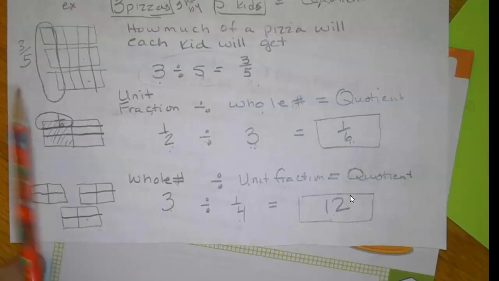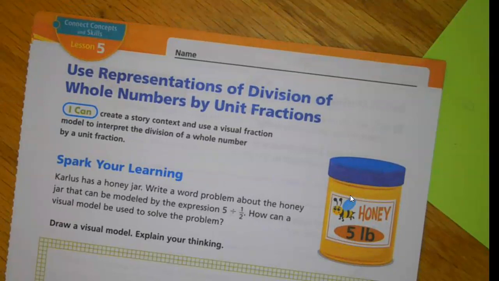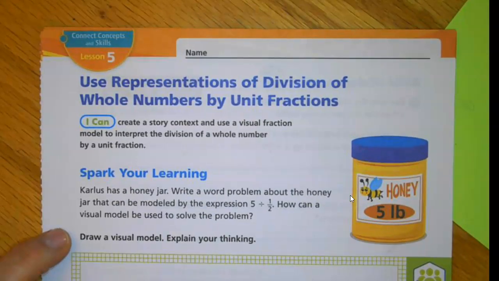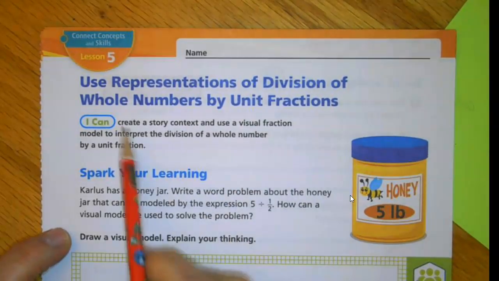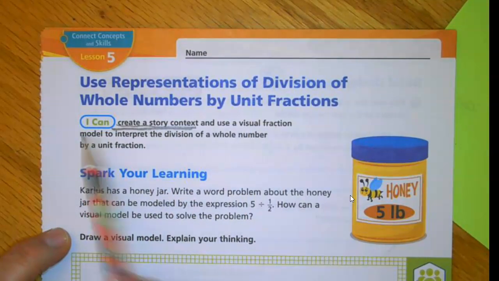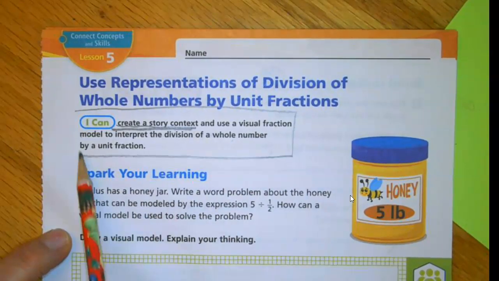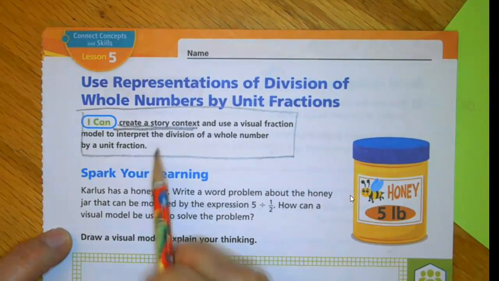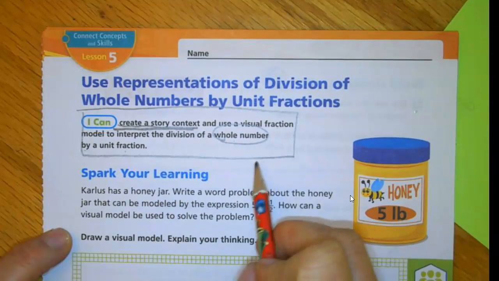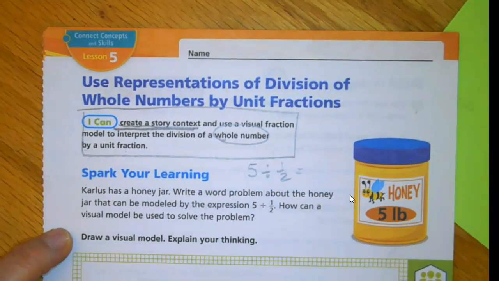All right, so when we use division that involves fractions and whole numbers, or even fractions and fractions, we can help understand the word problem by drawing a model. In this particular lesson, on page 257 of your workbook, the whole point is to write a word problem. You're creating a story using a visual fraction model to interpret the division of a whole number by a unit fraction. So we're trying to come up with some kind of word problem that shows that I understand how to divide a whole number by a unit fraction, like the whole number 5 divided by a unit fraction. Being able to make up a word problem for that.